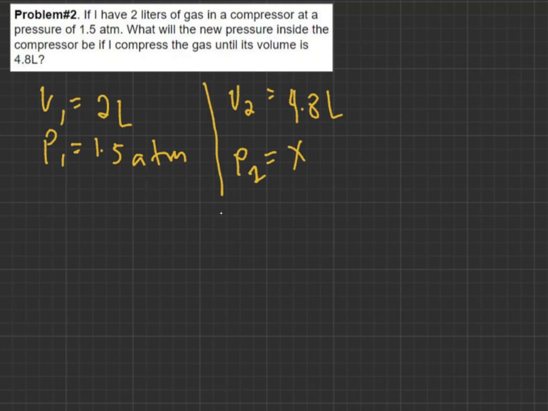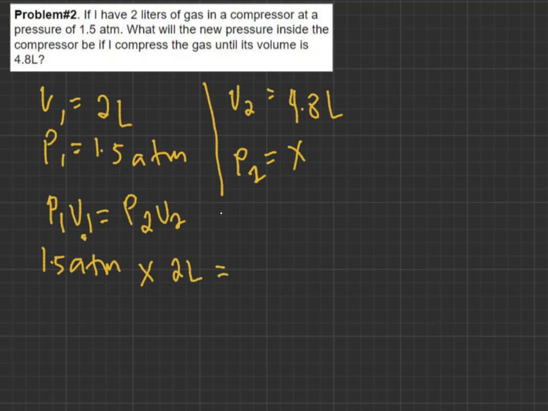So this is another Boyle's law. So this is also given as P1 V1 is equal to P2 V sub 2. So now we just plug in the value for our P1, which is 1.5 atmosphere, multiplied by our V sub 1, our initial, it's 2 liters, is equal to our P2, that is unknown, multiplied by our volume number 2, or the final, that is 4.8 liters.